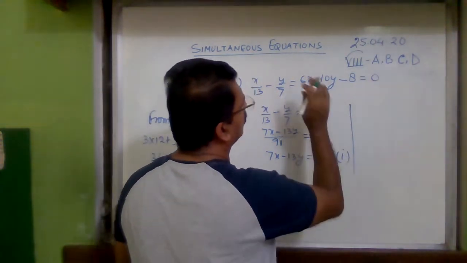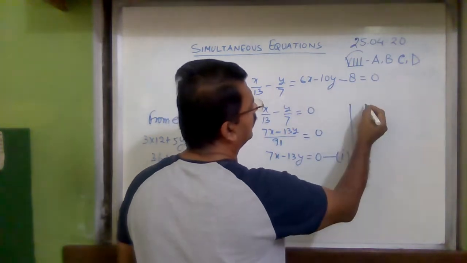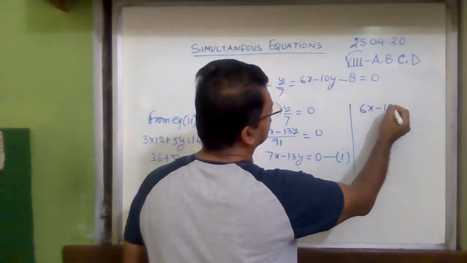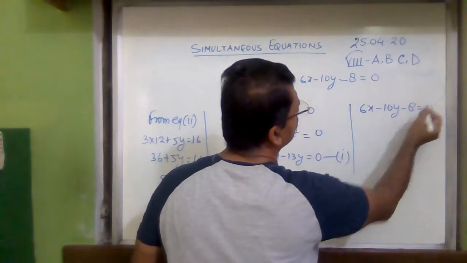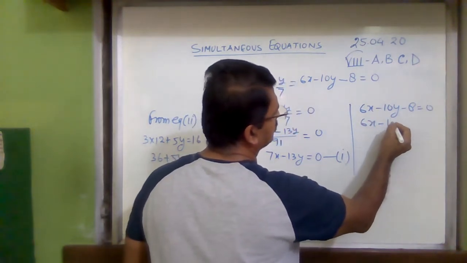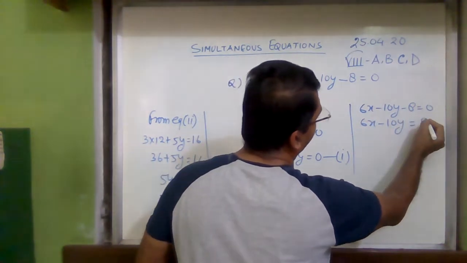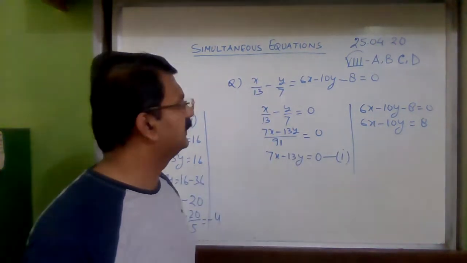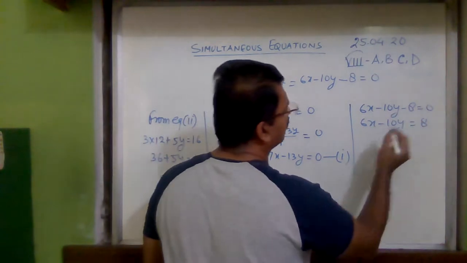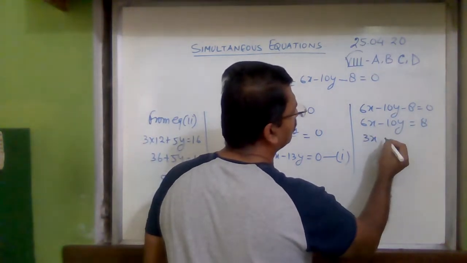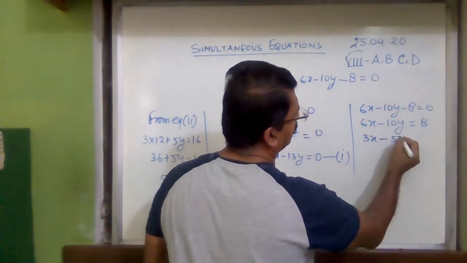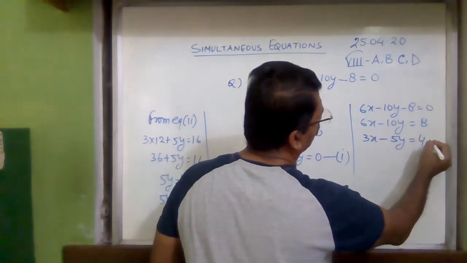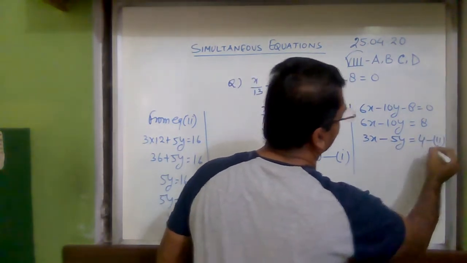Now we will equate the second part with the third part, that is 6x minus 10y minus 8 is equal to 0, or we can say 6x minus 10y is equal to 8. Now you can see each term of that equation can be divided by 2. So when we divide each term by 2, it will be 3x minus 5y is equal to 4, and this is your equation number 2.